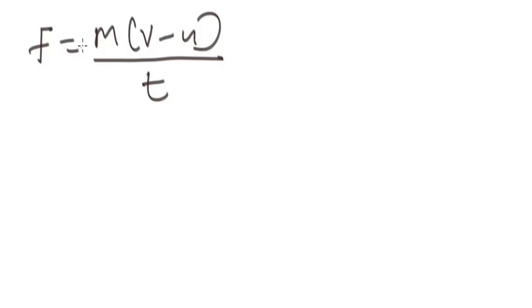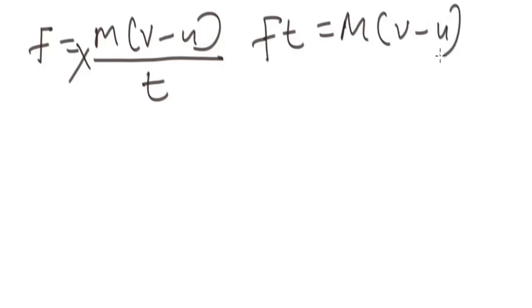If you cross multiply, you have Ft, which is impulse, because impulse is calculated using force times time, equals momentum, that is, mass times change in velocity. So this is what Newton's second law of motion is trying to express. Let's look at a couple of questions under this law. Use this formula to solve problems on motion.